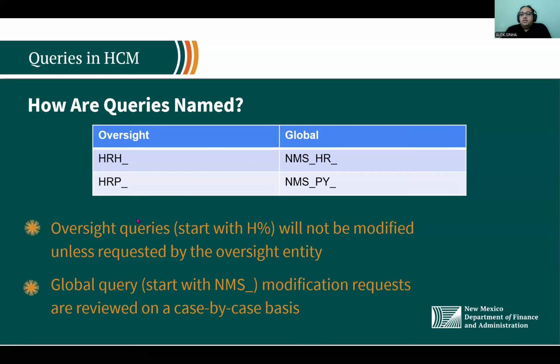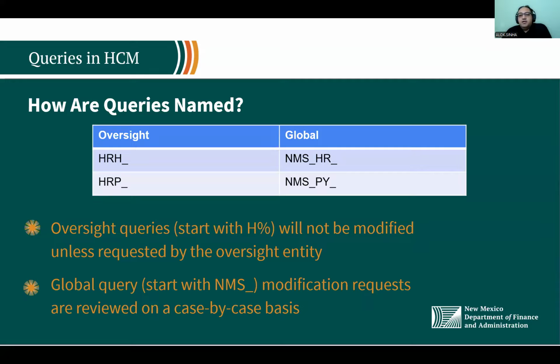So I'm here to discuss queries in HCM, and I'd like to start with just kind of a base overview on the different types of queries. So what are they, the information they provide, and when notification or modifications to them can be made. So on the screen here, you'll see two different columns, the two different types of queries in HCM.